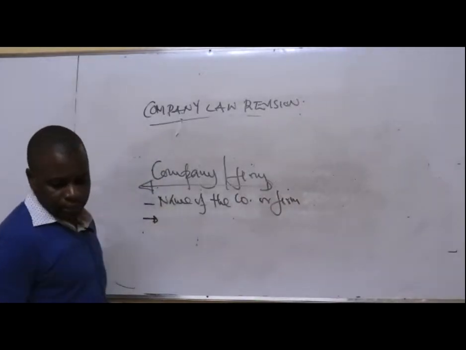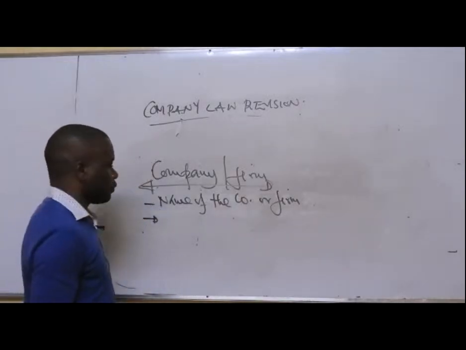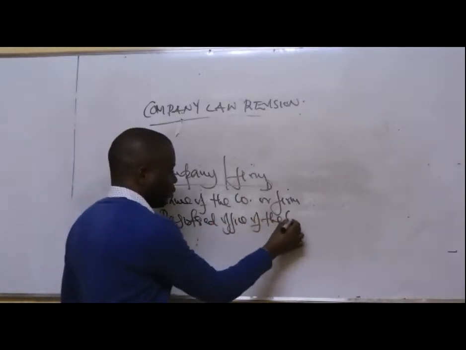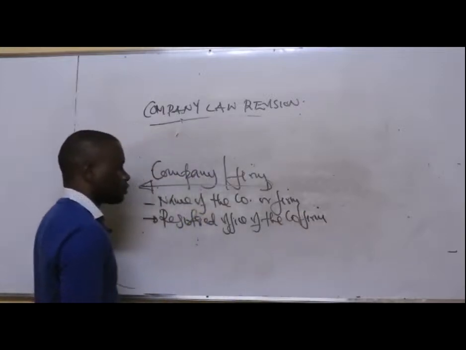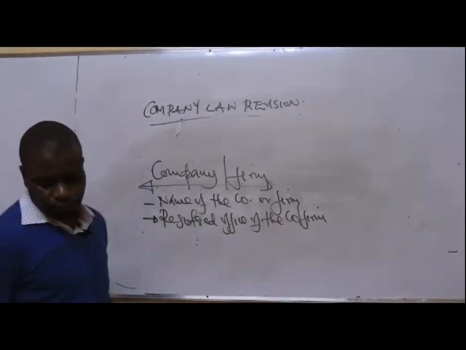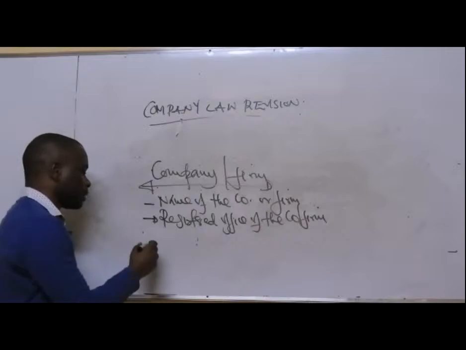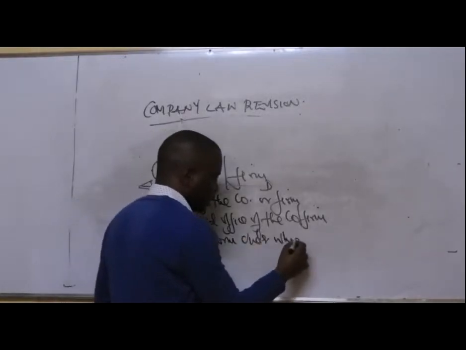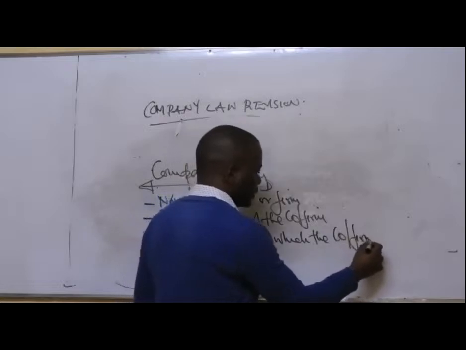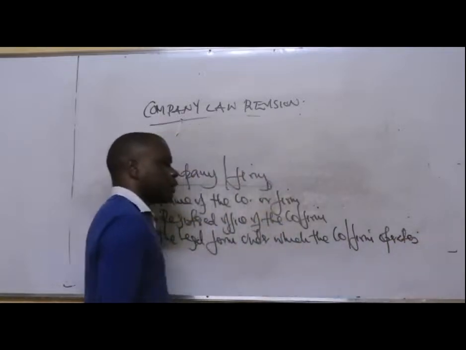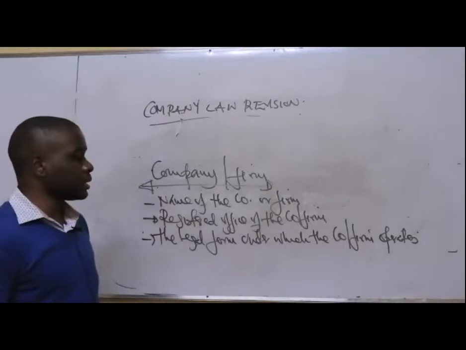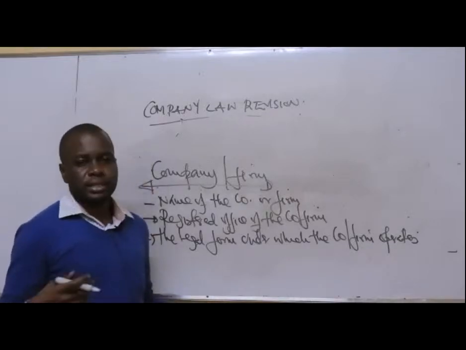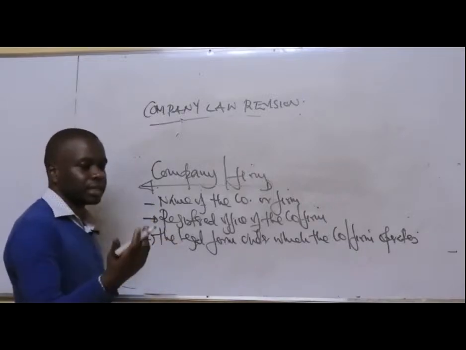Number two, what will be contained there is the registered office of the company or firm. Then also the legal form under which the company or firm operates. What do we mean by this? Is it a partnership? Is it a company? You should indicate the legal form. Is it a limited company? Which kind of company is it? That is what they mean by the legal form under which it operates.